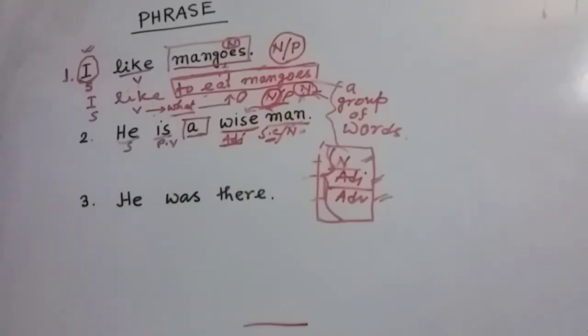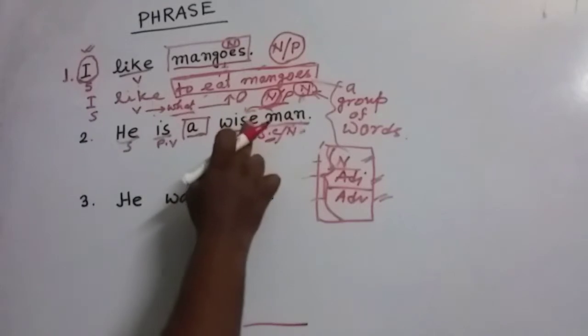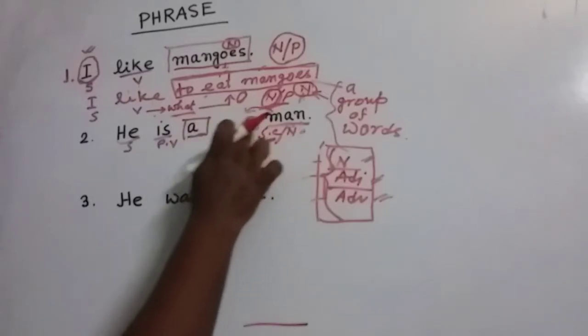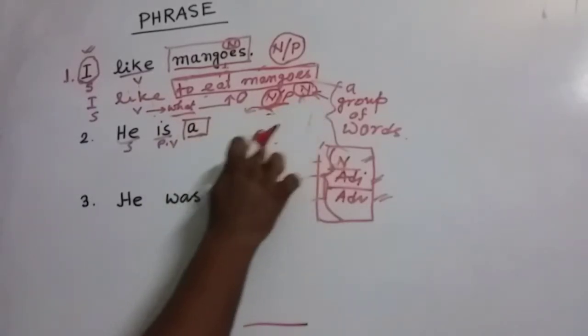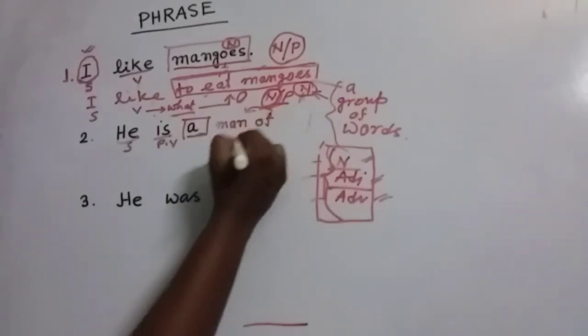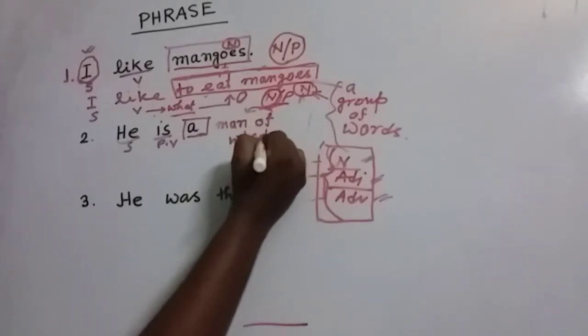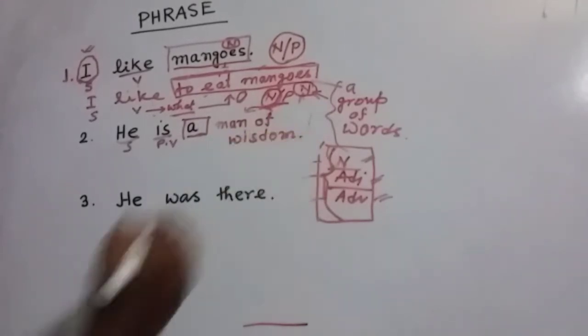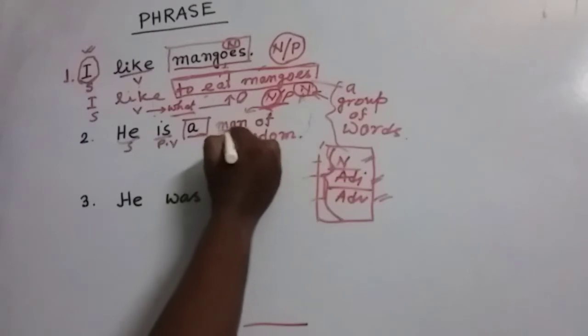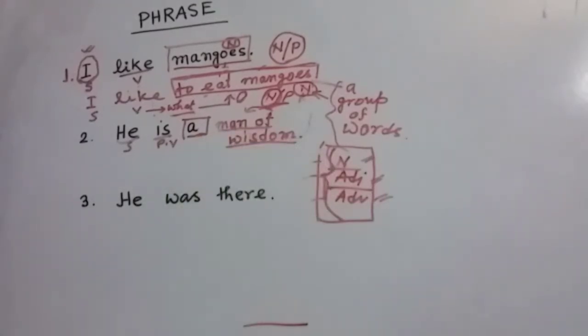Let's look at this. So this word wise is an adjective. Now my dear friends, as it is a word, we are saying it adjective. Here if we write down, he is a man of wisdom. Look at this part, my dear friends. We have written the same thing, man of wisdom. We are not saying wise man, rather we are saying man of wisdom.